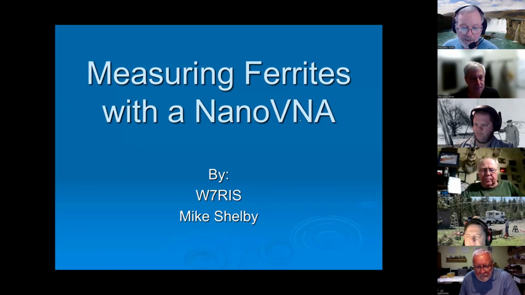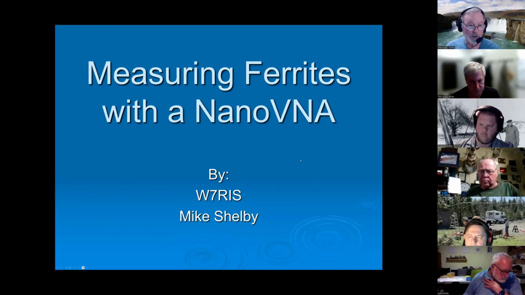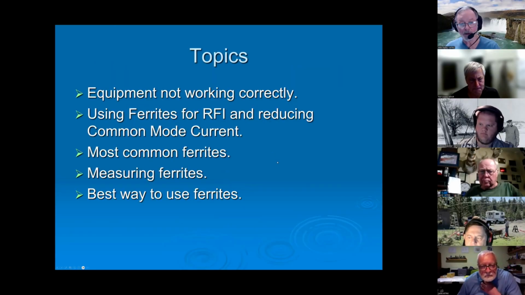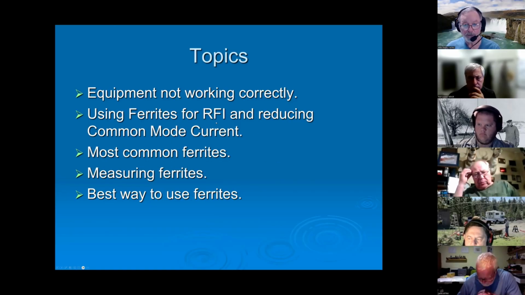Yes. Okay, so it should say measuring ferrites with your nano VNA. This is going to be a little bit of a practical class on being able to use your nano VNA and figuring out what ferrites do for you. We're going to be talking about some equipment not working correctly, how things get screwed up with RFI and a bunch of other noise. We'll talk about using ferrites for RF and reducing common mode current. I always considered ferrites to be like a big RF sponge, and we'll see how that all works.